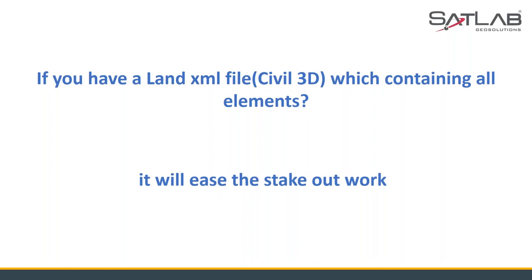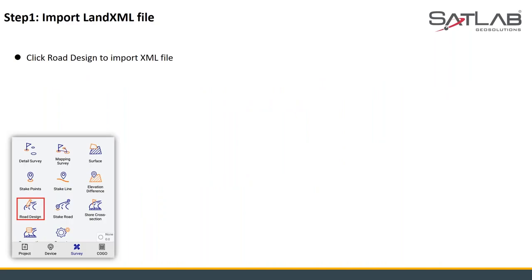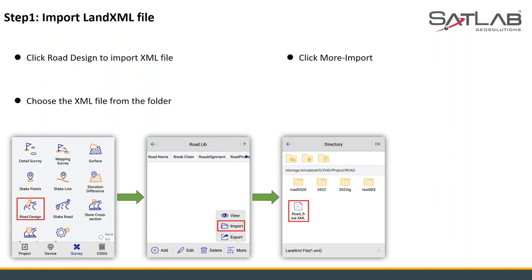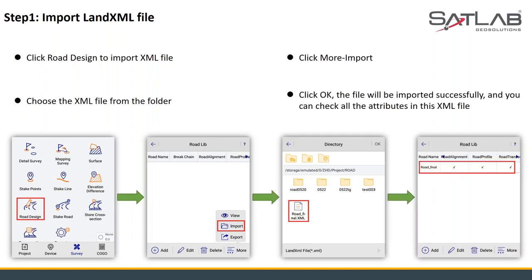So we go to the road design, we import, we select the road file, that is road XML. Easy, simple. We click OK, the file will be imported successfully. And you can check all the attributes in the XML file. As you can see, the road alignment is ticked, the profile is ticked, and the different cross sections are ticked. These are the things that are already in my land XML file. So load the file for our stakeout.